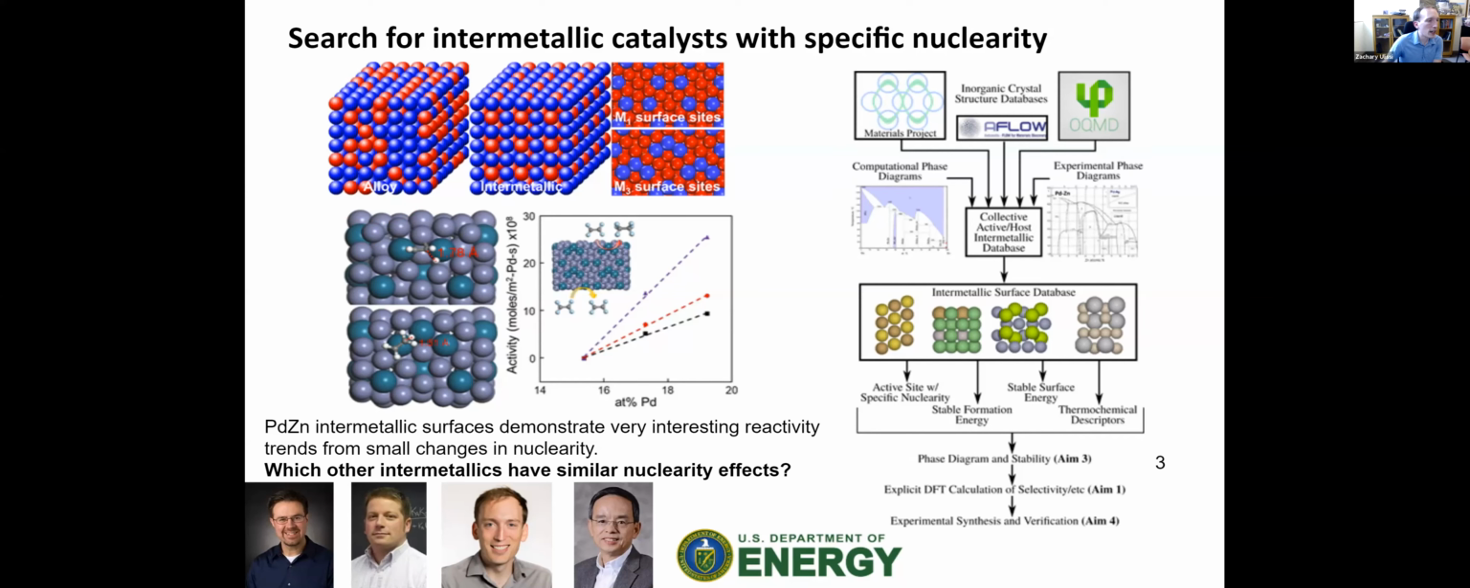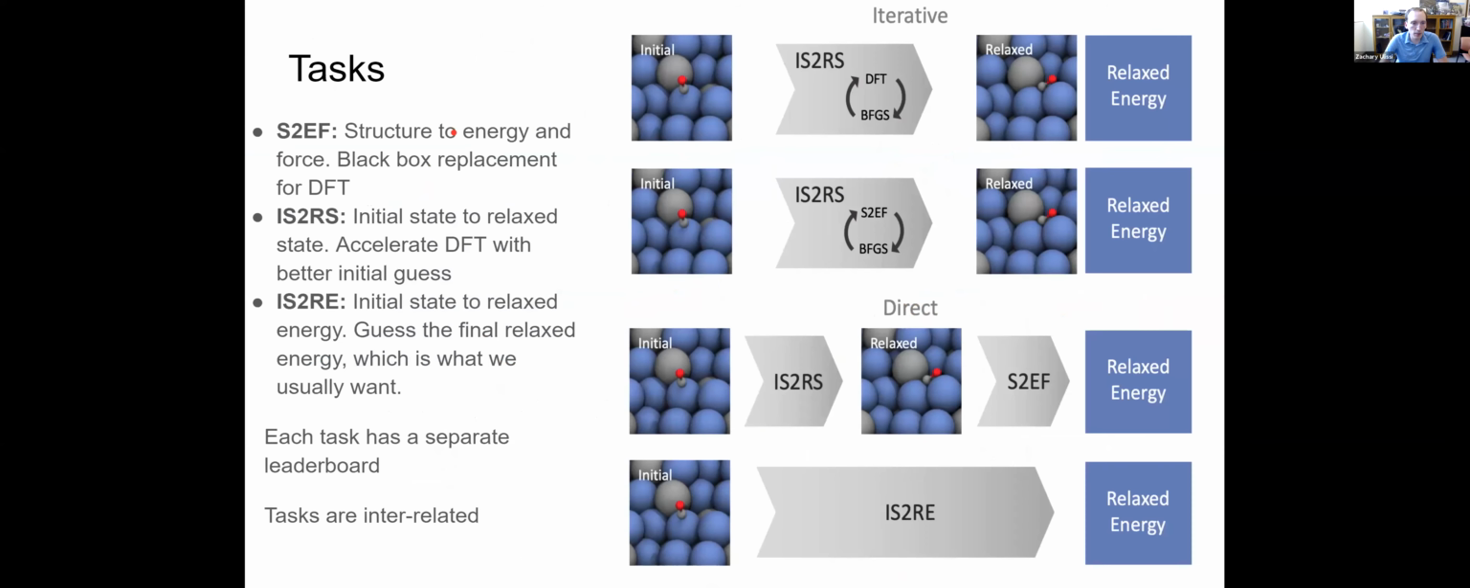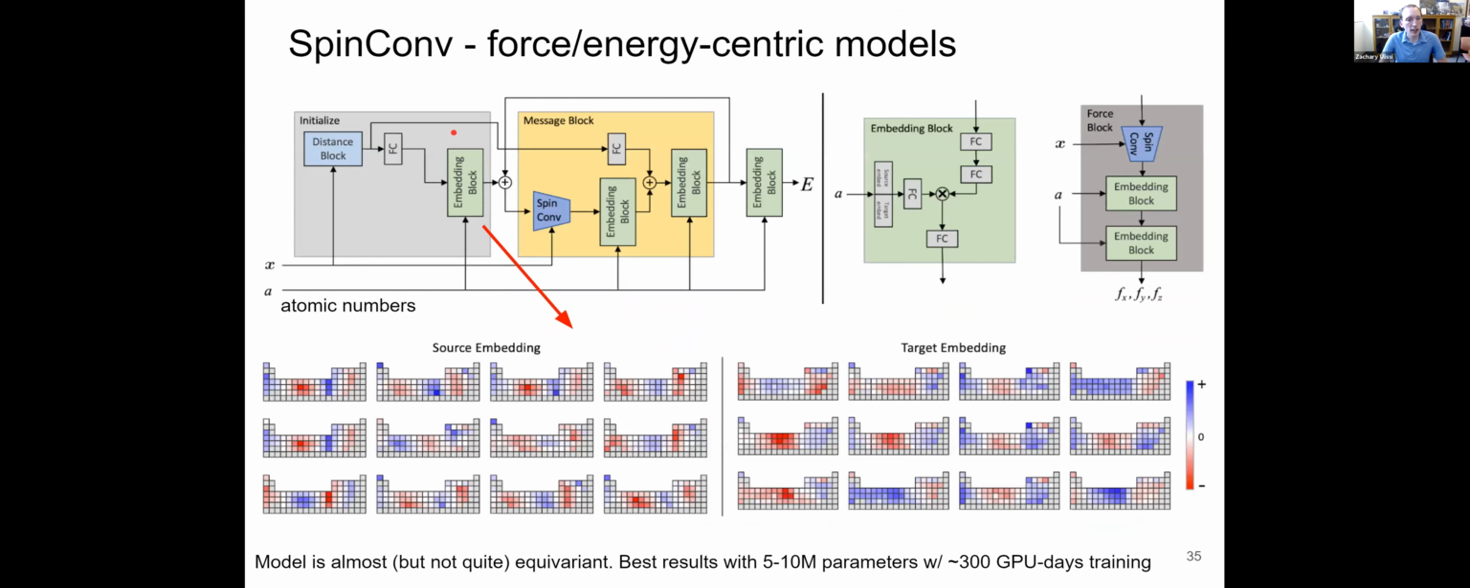Okay, so let's see. So an anonymous question is, for the OC20 competition, is there a way to make a separate competition that is restricted to small models that aren't using a ton of computing horsepower? So this is an awesome question and something that we have debated quite a bit.